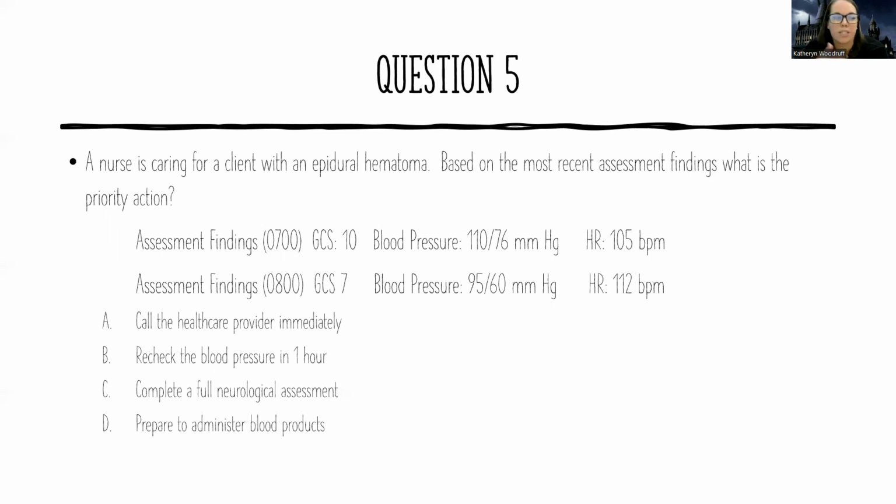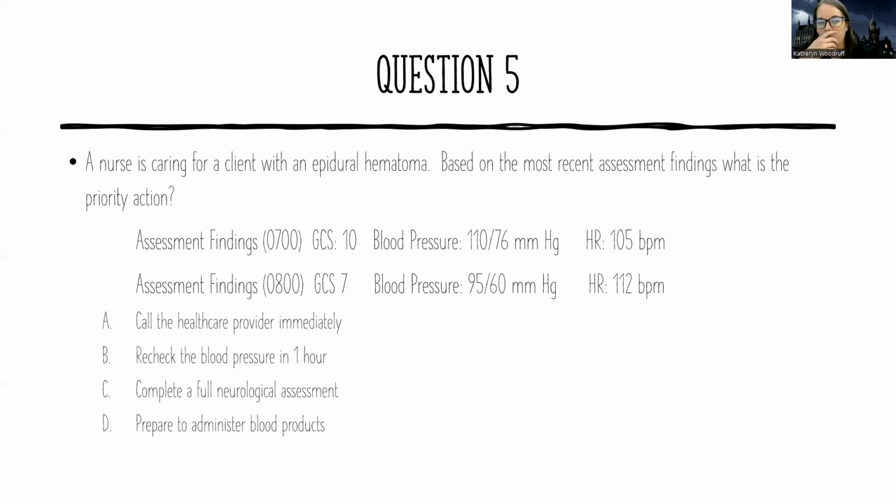So I need to see, especially because it's asking for priority action. My assessment findings at 7 o'clock: my GCS was 10, my blood pressure was 110/76, and my heart rate was 105. Now, an hour later, my GCS went down to 7. Blood pressure is 95/60, so that dropped, and my heart rate went up a little bit to 112 from 105. So I'm showing signs of decreased level of consciousness, decreased blood pressure, and increased heart rate.